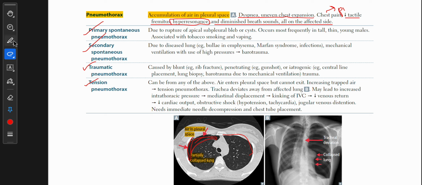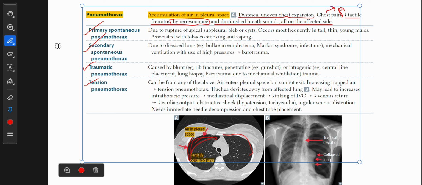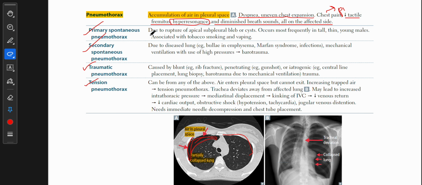So what is actually primary spontaneous pneumothorax? It is due to rupture of an apical subpleural bleb or cyst, right? And it occurs most frequently in tall, thin, young males. Tall, thin, young males, and it is associated with tobacco smoking and vaping. So that is how you can remember. These days there are tall, thin, young males, right, who usually vape and vape and vape.